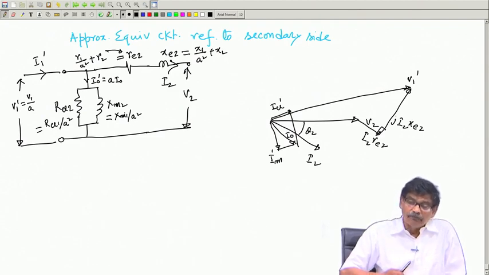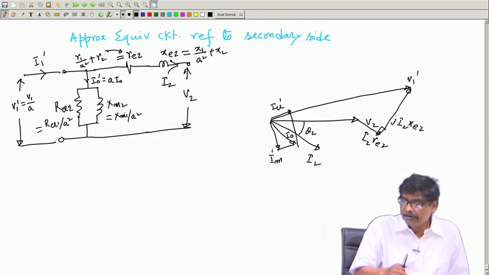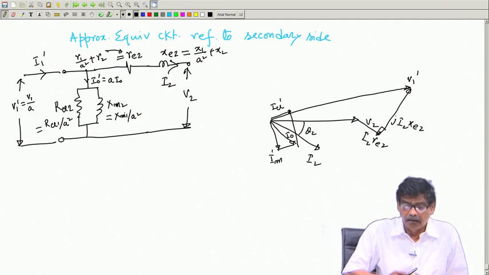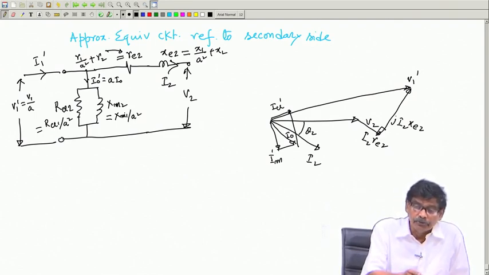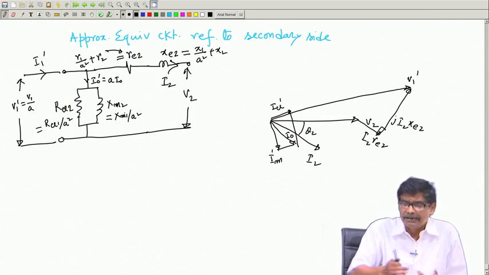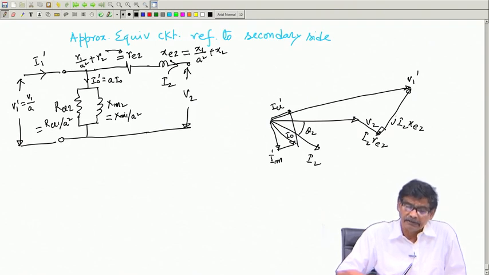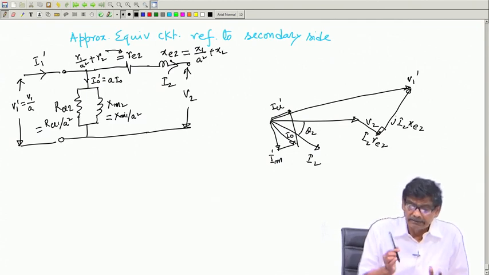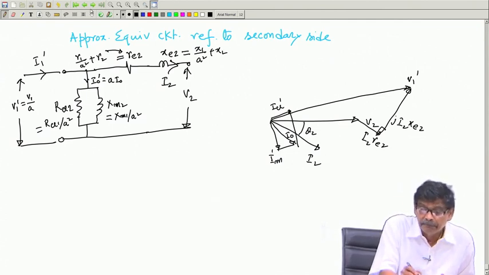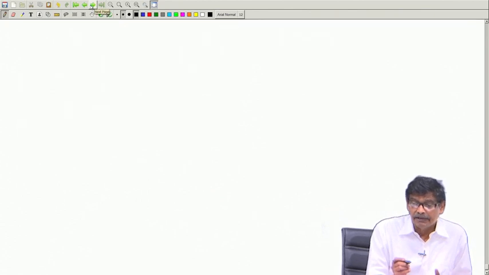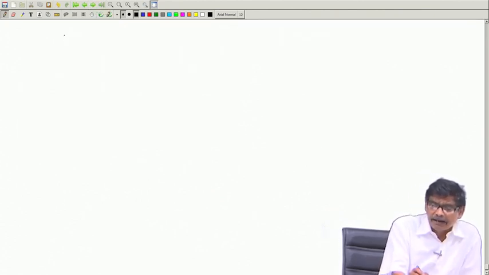Acha, now after doing this, I will tell you, given a practical transformer, how do you know these parameter values? By doing some simple tests, these parameters can be evaluated. But before that, let us take some rating of a practical transformer.